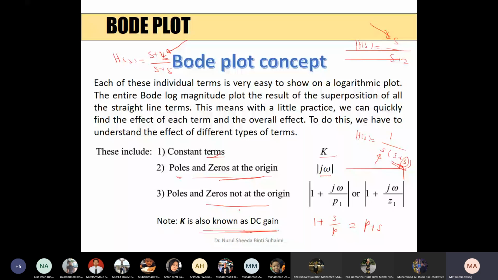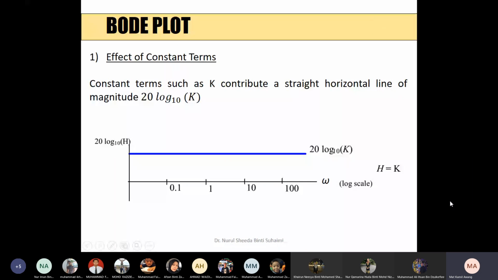The effect of a constant term: a constant term such as K contributes a straight horizontal line of magnitude 20 log 10 of K. So it's a straight line if a constant on your Bode plot. You have a straight line throughout. Of course, you have to add after this, but if you take it individually, it adds a straight line.